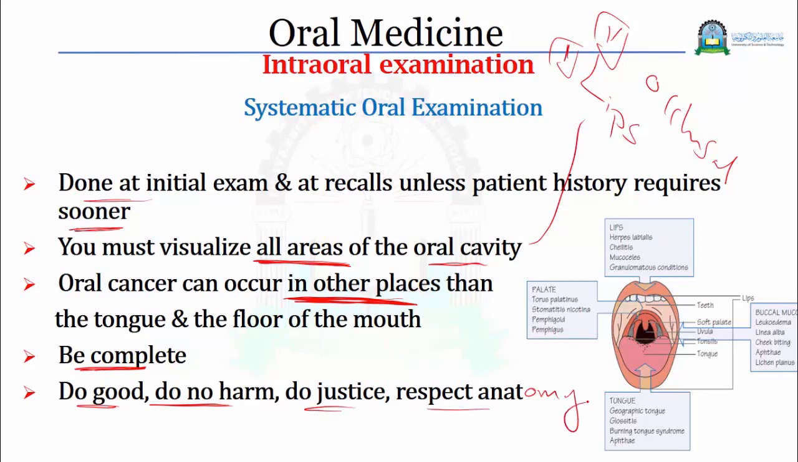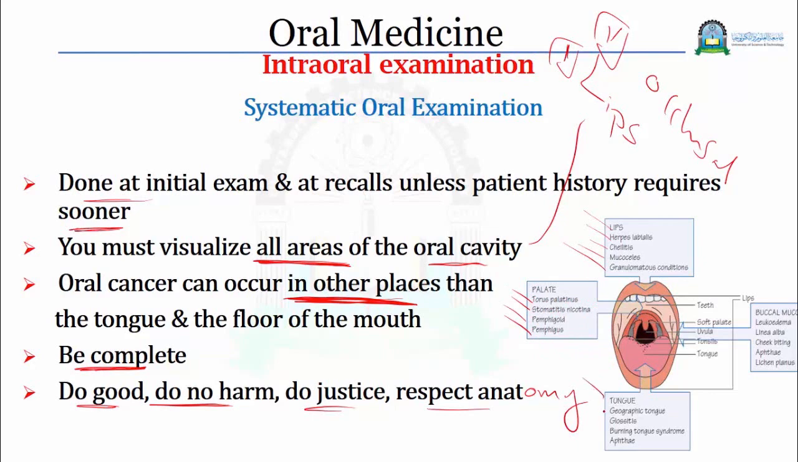Respect the anatomy. Starting with the lips, check whether there is any herpes labialis, cheilitis, or mucoceles, which are minor salivary gland diseases. Granulomatous conditions can also be present in the lips. The palate can present with torus palatinus, stomatitis nicotina, as we saw in the last picture of the smoker patient, pemphigoid and pemphigus. All these lesions can be present in the palate.